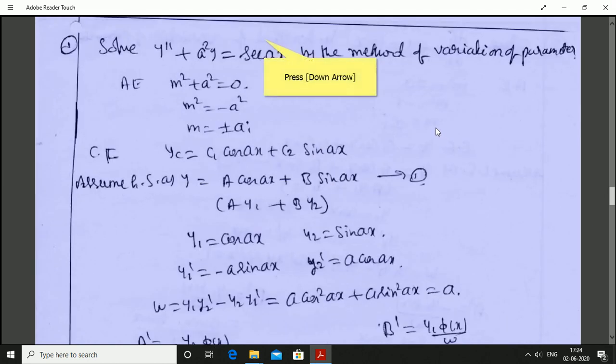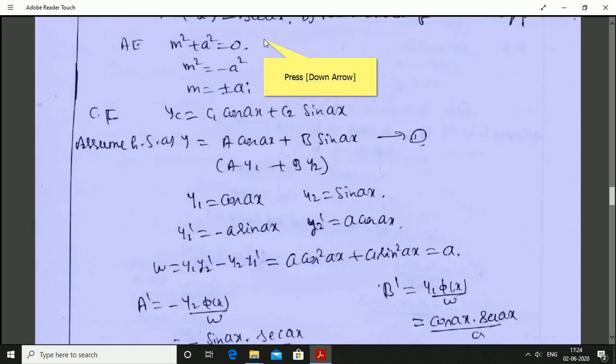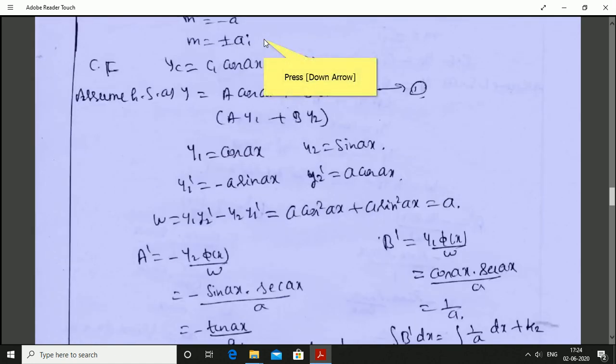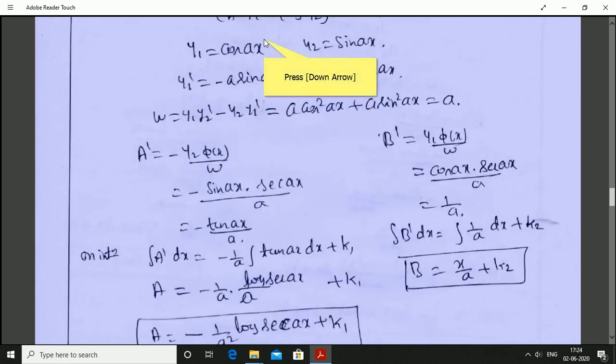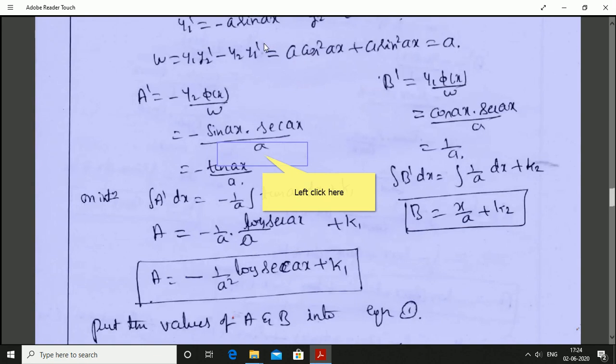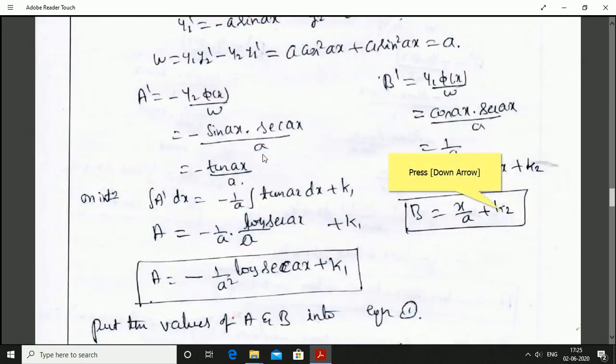In the given differential equation, the right hand side is phi of x, which is secant ax. Phi of x divided by w, where w is a. Secant ax can be written as 1 by cos ax. Sin ax by cos ax becomes tan ax, so a dash is minus tan ax divided by a. Okay, it is an integrable function.